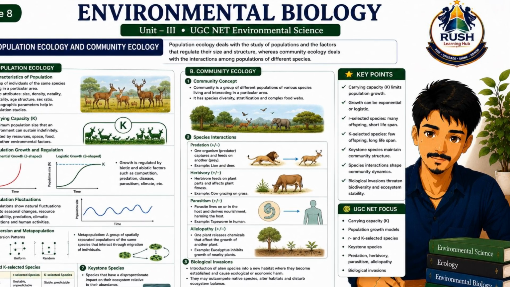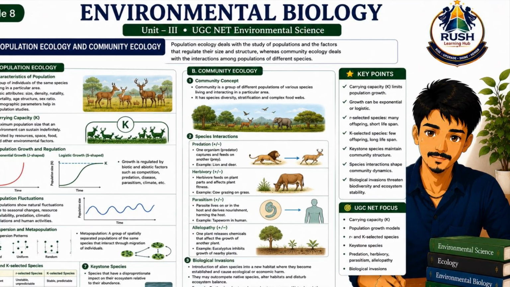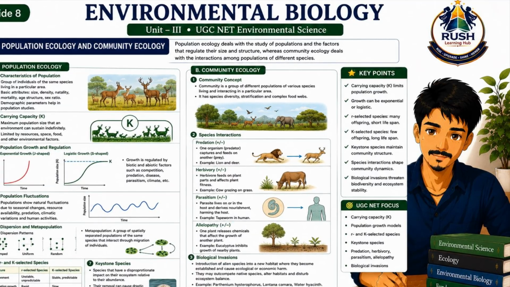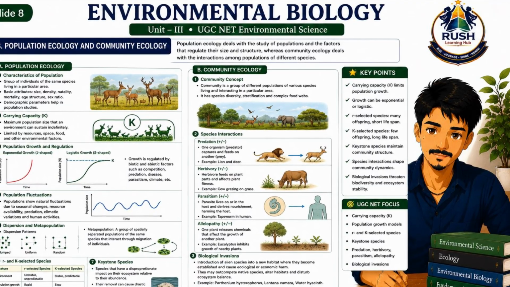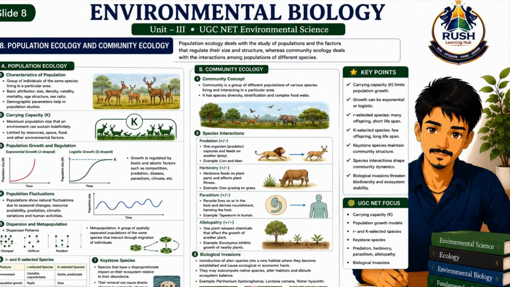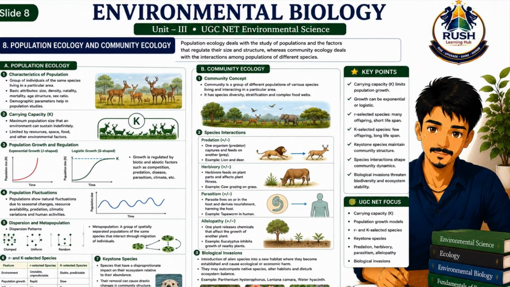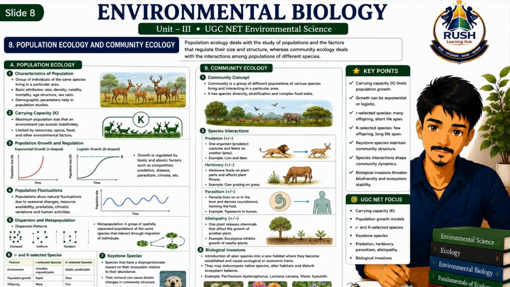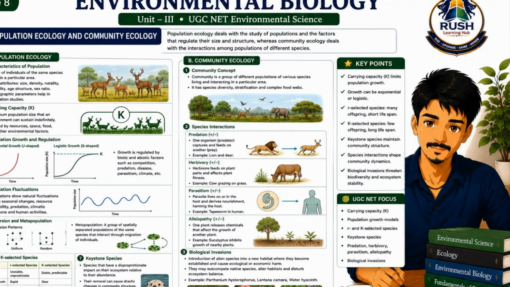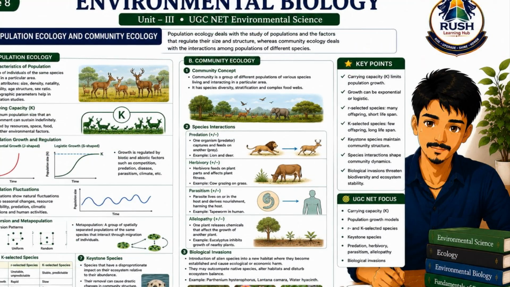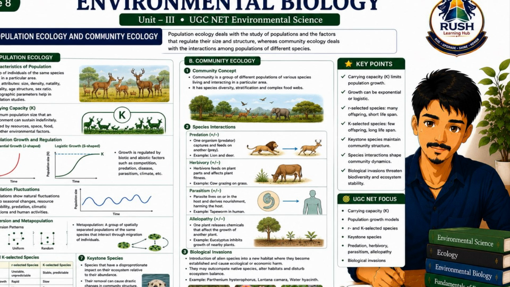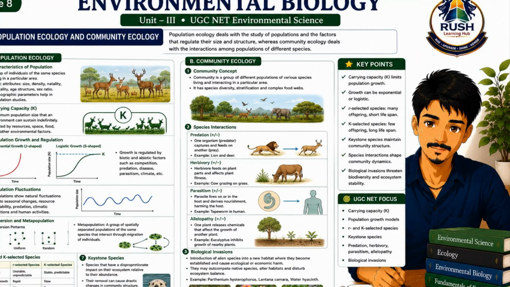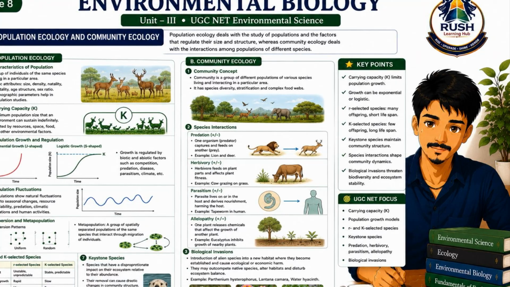Another ecologically important concept is the keystone species. A keystone species exerts a disproportionately large influence on ecosystem structure and function relative to its abundance. The removal of a keystone species may lead to significant changes in community composition and ecological balance. Let us now move to community ecology. A community consists of populations of different species living together and interacting within a particular area. Community ecology focuses on these interactions and their influence on ecosystem structure and stability.